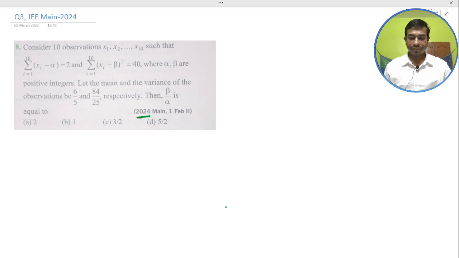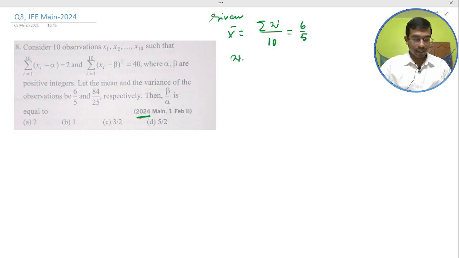Nice question. This is the beauty of statistics. So here, given that x bar, this is the summation xi divided by 10, this is 6 by 5, and the summation xi square divided by 10 minus x bar whole square, this is 84 by 25. These two are given.